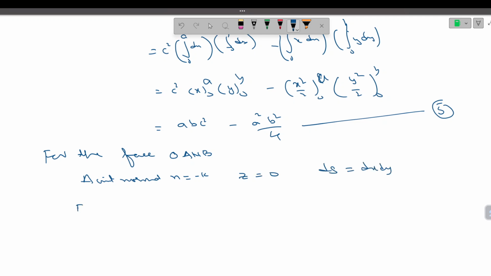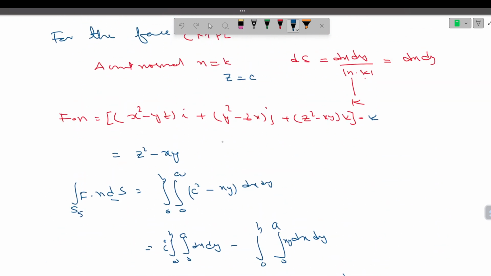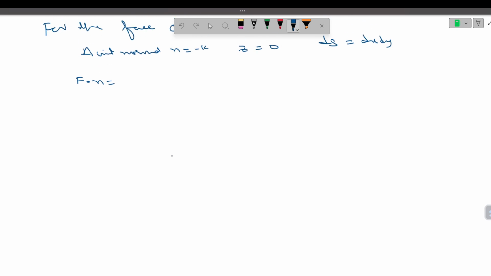Now f dot n of k. You see here, same thing. With the k, z equal to 0, minus xy into minus 1 is plus xy. Same, it is coming for every second function. So integration taken over the surface 6 of f dot n ds equals double integration of xy dx dy, limit of integration is 0 to a, 0 to b.